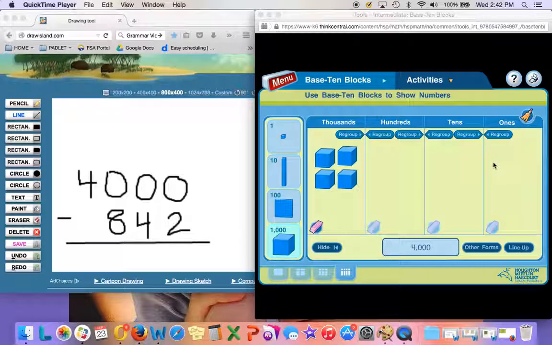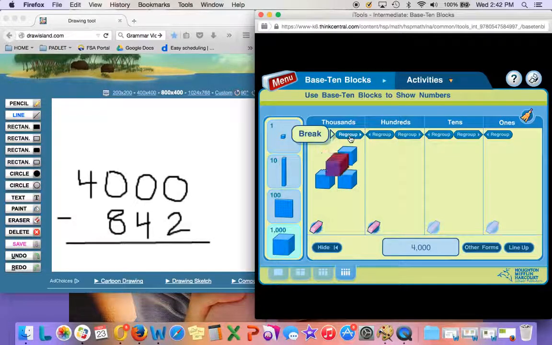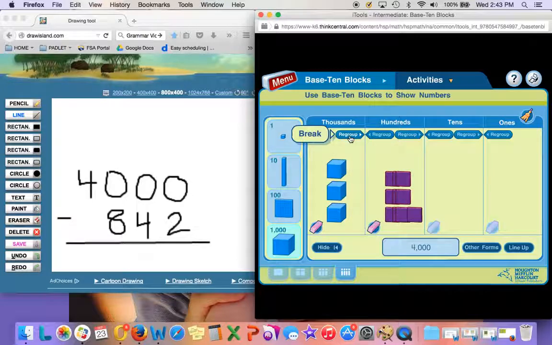So what I'm going to start doing is regrouping the thousands. I'm going to regroup one of those thousands into hundreds. Wow, look at that. And I'm left with 3,000 over here. And then I have 1, 2, 3, 4, 5, 6, 7, 8, 9, 10 hundreds, which still makes that 1,000 that's missing from the thousands place value. So let me show you how it works.